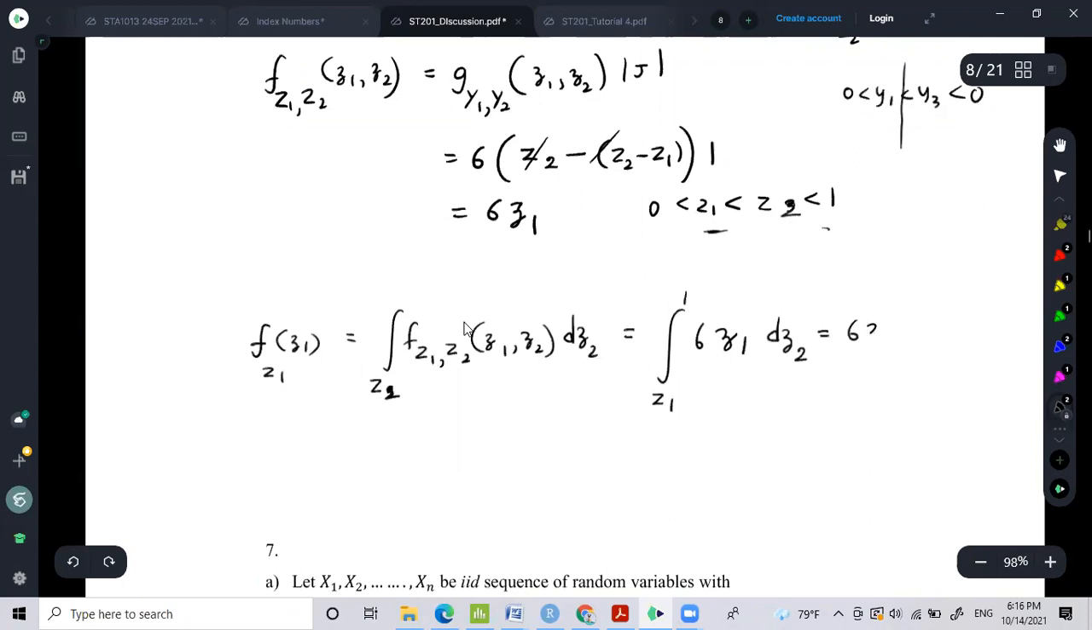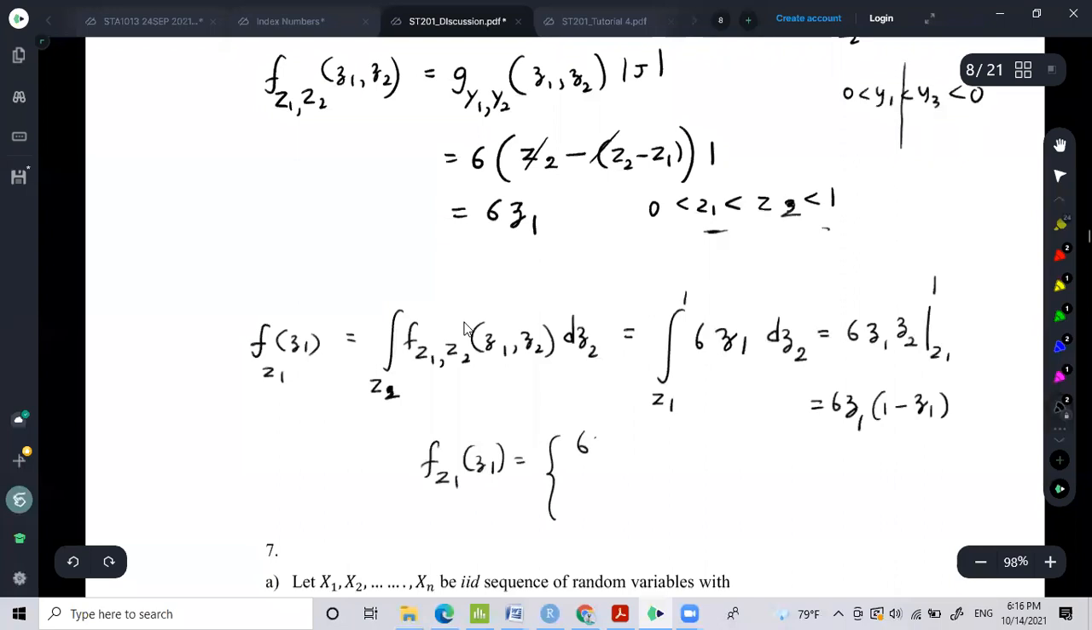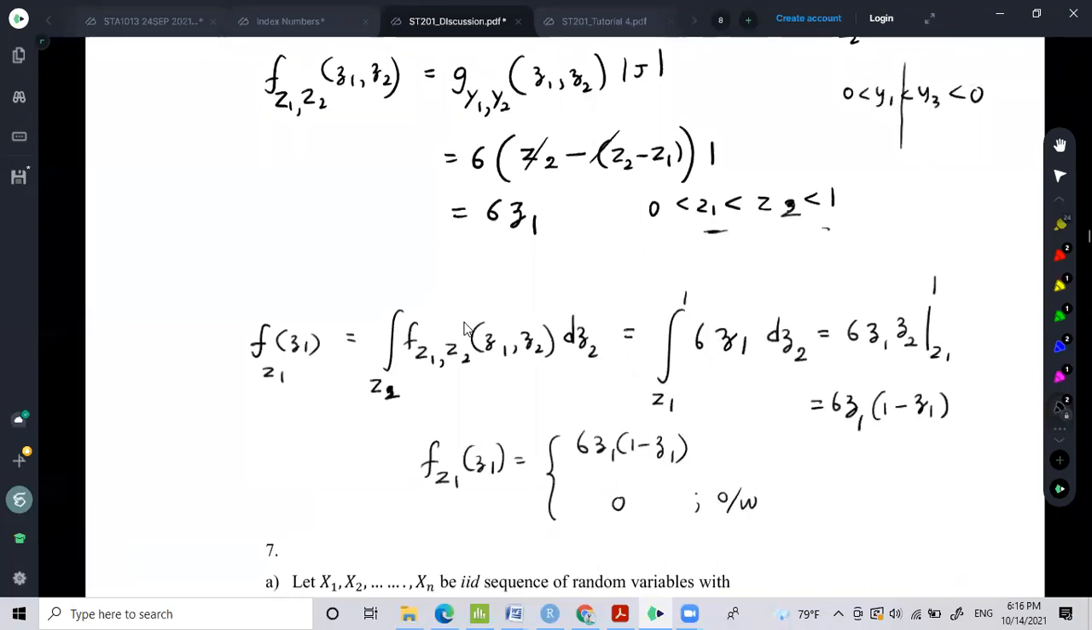So this will give you, integrating from Z1 to 1, what is the answer? 6Z1 times 1 minus Z1. Right. So here's the answer, the PDF of Z1, and 0 otherwise. Again, when you integrate out Z2, the support will now be from 0 to 1. Okay, so here's our final answer.